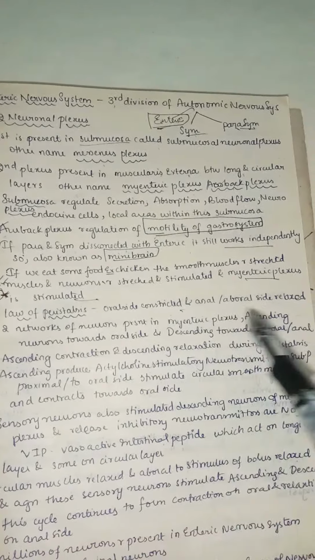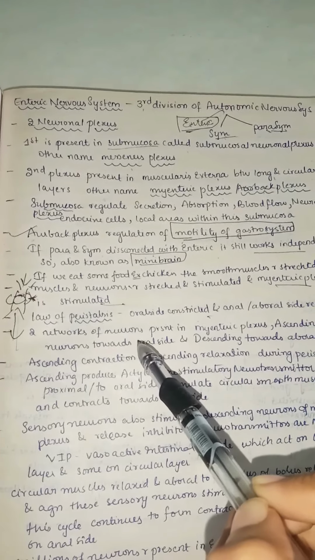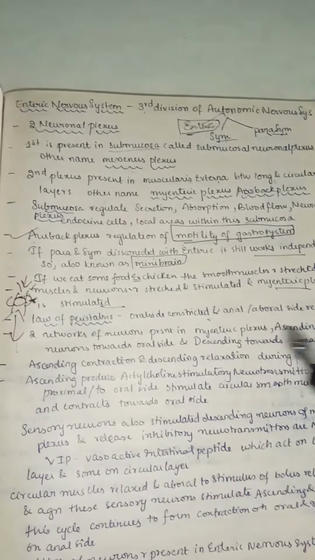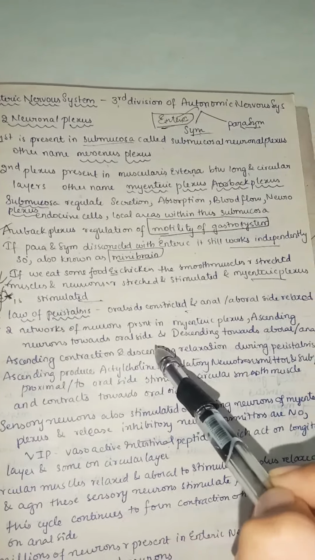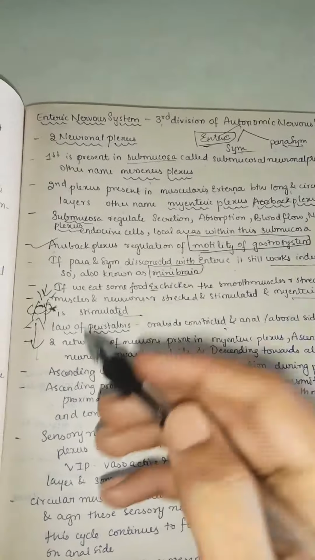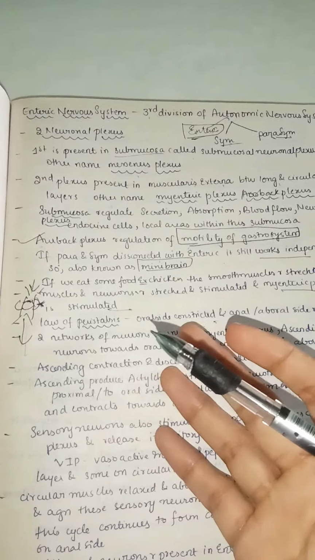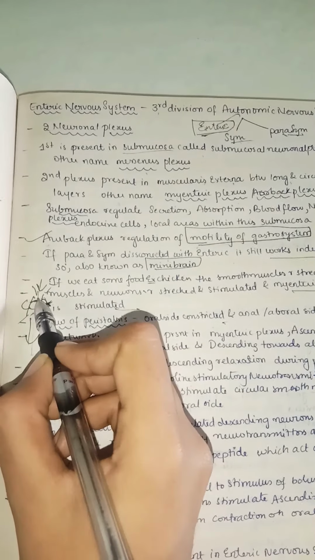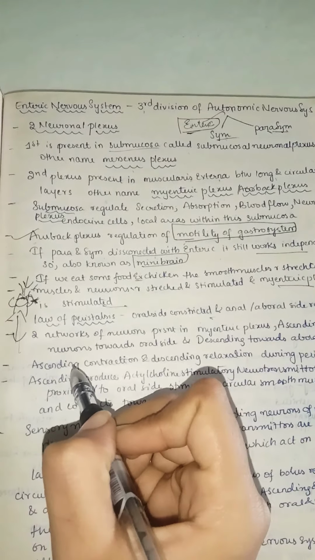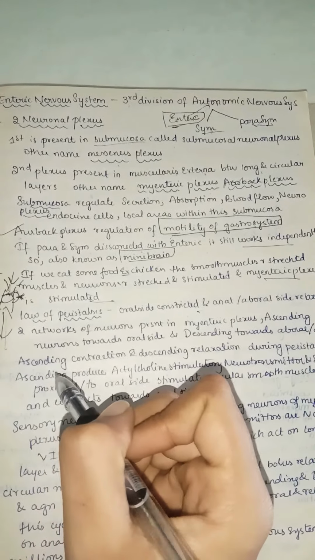So two networks of neurons are present in the myenteric plexus: ascending neurons towards the oral side and descending neurons towards the anal side. So we have mainly two neurons. The myenteric plexus is further divided into two types of neurons. We have the ascending neurons, oral side. You can remember it like OA.